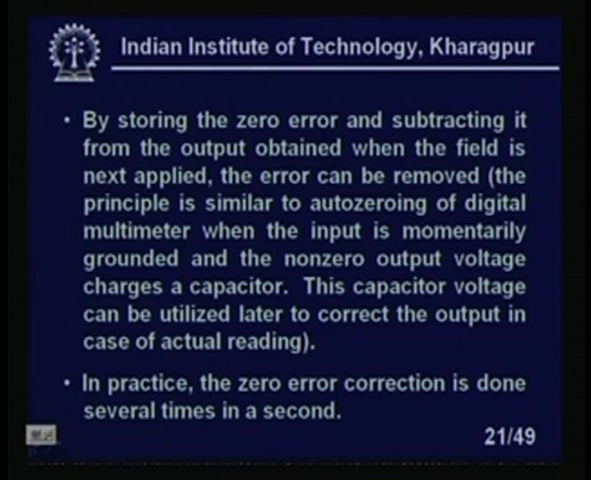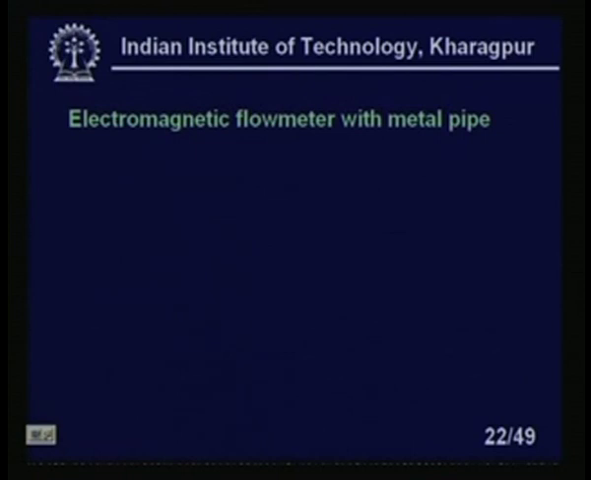In practice, the zero error correction is done several times a second in the case of the electromagnetic flow meter. Now, there are situations where you can have a metal pipe, and you do not need lining, which is expensive. That situation arises when the fluid you are measuring has a very high conductivity. One good example is measuring the velocity of mercury. Mercury may flow through a stainless steel pipe, and that is quite desirable.